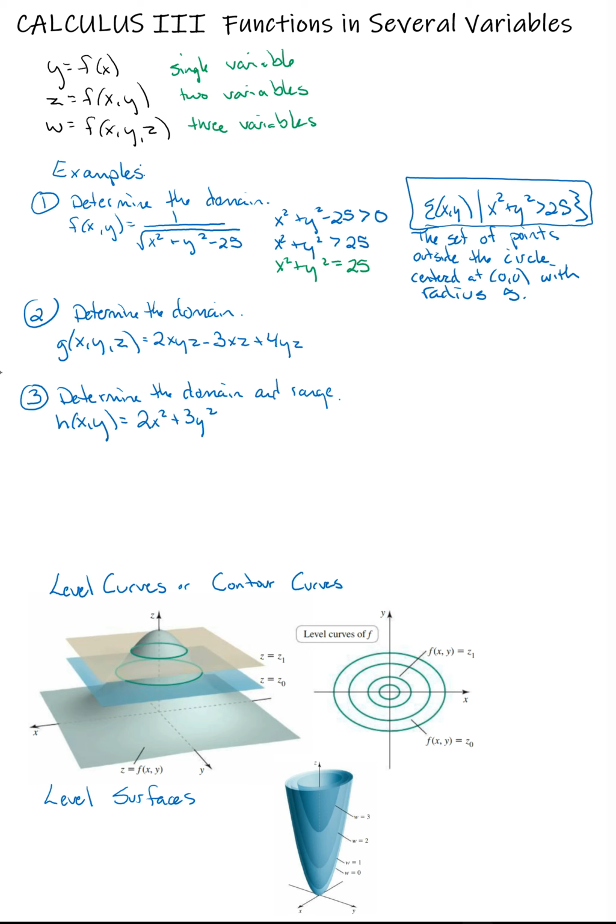All right, on to example 2. Let's determine the domain of g of x, y, z is equal to 2xyz minus 3xz plus 4yz. So here we have a function in three variables, three independent variables. You'll notice this does kind of have the look of a polynomial. It is rather polynomial-esque. And if you remember back in single variable functions, polynomials were basically defined everywhere from negative infinity to positive infinity. And that's the case here.